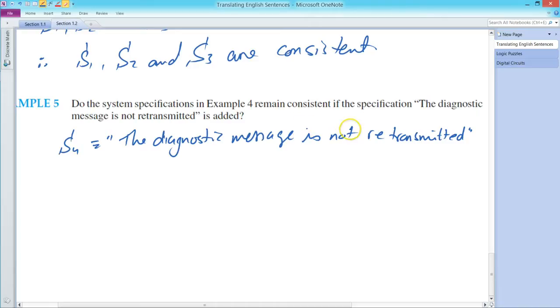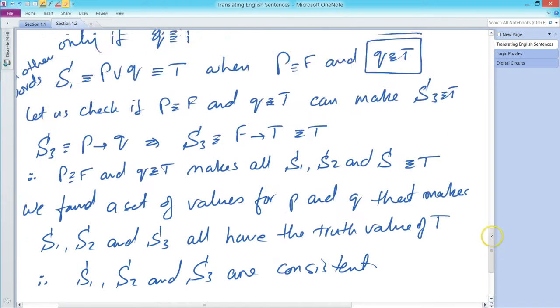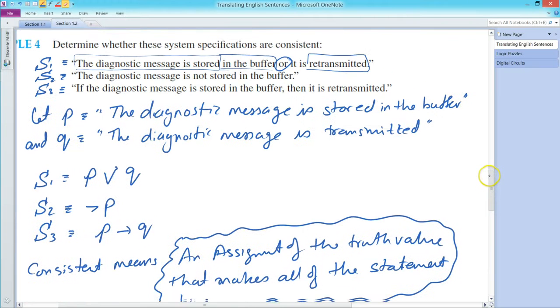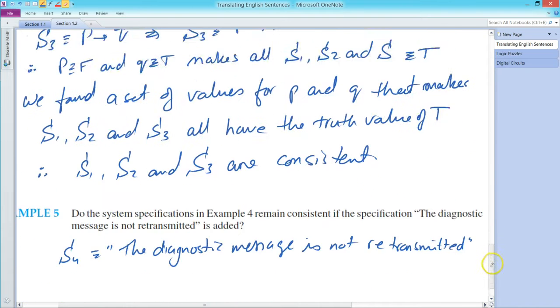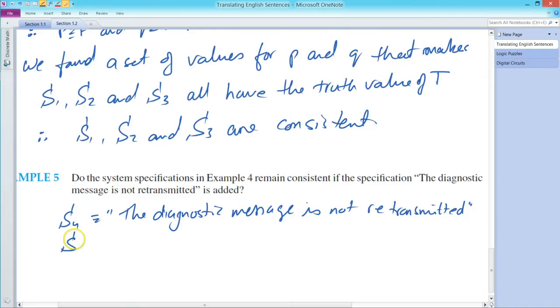Now let's translate this into the mathematical form. Let me scroll back to the previous example so that we get a context of what we have done so far. We have represented P. We have used P to represent the diagnostic message is stored in the buffer. Q as the diagnostic message is transmitted. So in this case, our statement number 4, S4, can be written as not Q.